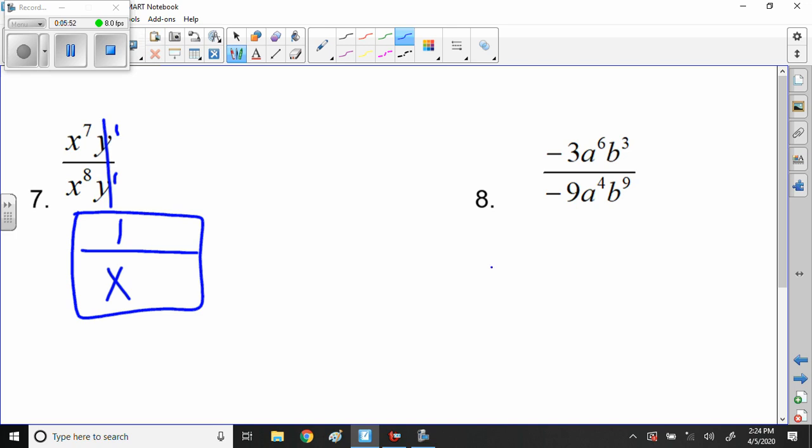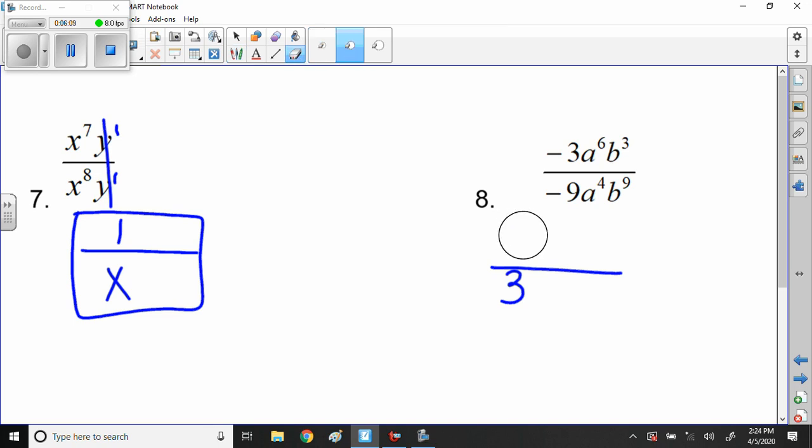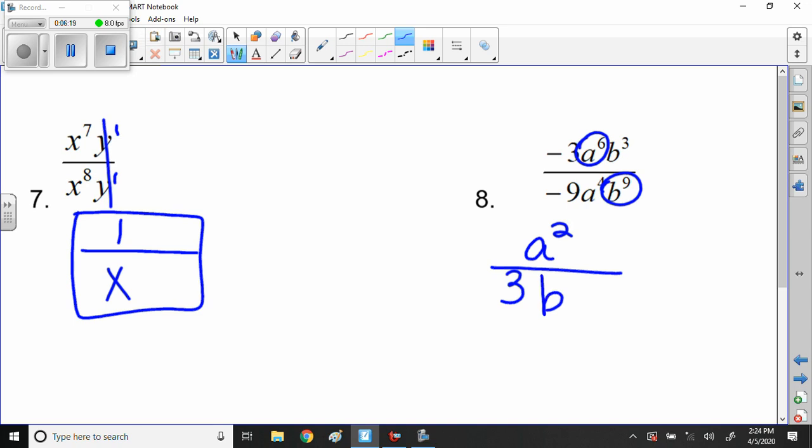Okay, so number 8, I'm going to divide my numbers first out front, or reduce them. So I could reduce both 3 and 9 by a negative 3 there, because they both are negatives. So if I do that, I get 1/3. So I'm going to drop my 1, because technically we don't need it out front. Okay, and then my larger a is in the numerator, 6 minus 4 is 2. My larger b is in the denominator, 9 minus 3 is 6.